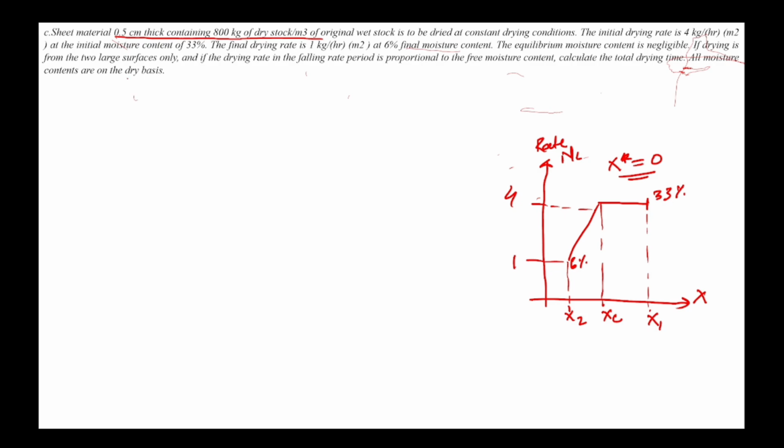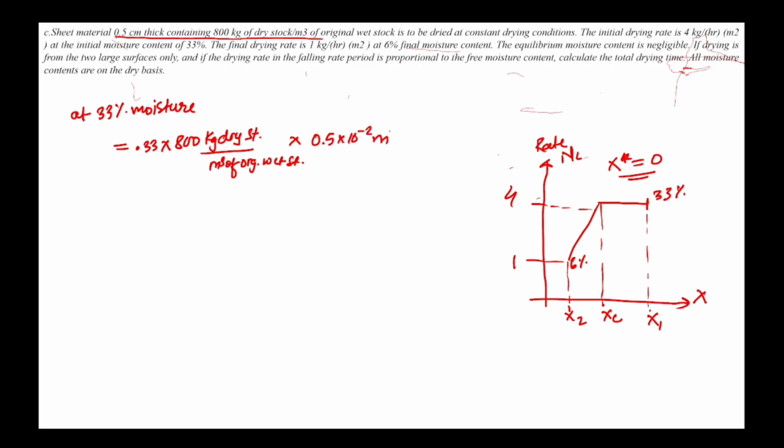Okay, so very first thing, at 33% moisture, let us calculate the weight of the dry stock. So 0.33 into 800 kg dry stock per meter cube of original wet stock, into 0.5 into 10 to the power minus 2 meter. Okay, so this meter and this meter will cancel out, so it becomes meter square.